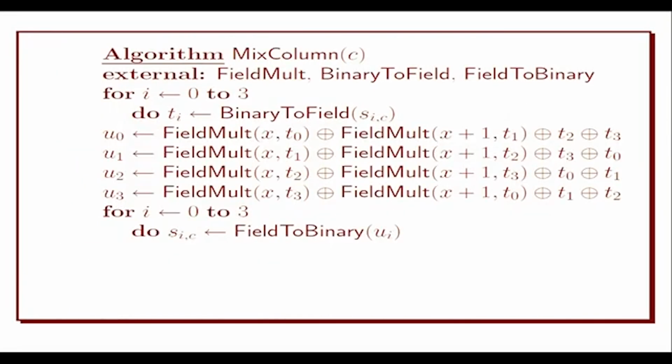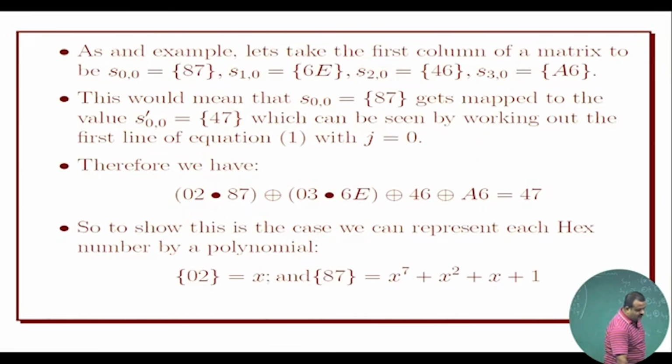So, yeah, this is basically our algorithm for the mixed column operation. We are taking a column, the cth column, then we are doing this field operation, and then we are bitwise XORing, and we are getting the new column. Okay, so we can take an example.